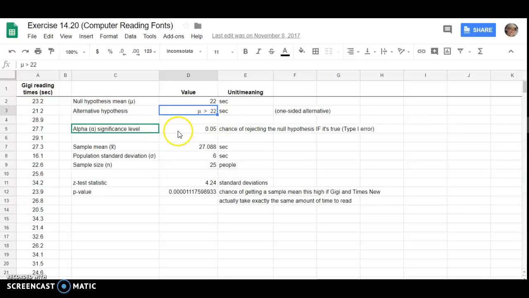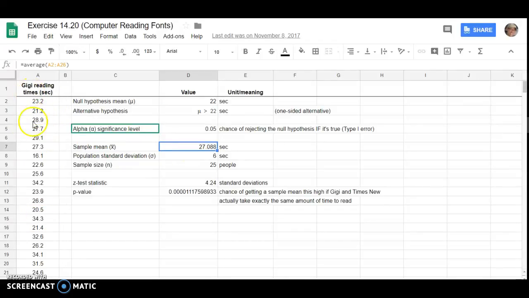Step 2 is setting up your alpha significance level. And then you could also determine the critical Z here. So for a 0.05 one-sided alternative, we would look up 0.05 on table A, and that should give us about a z-score of 1.64, 1.65. So in other words, if we end up getting a z-stat of higher than 1.645, we're going to reject.